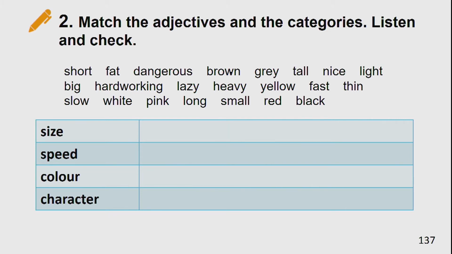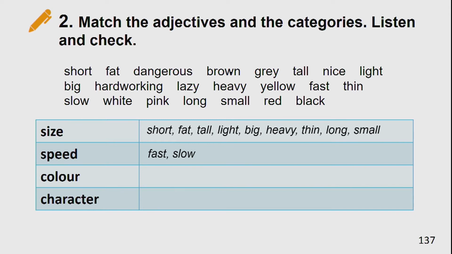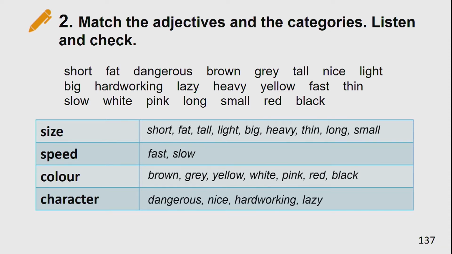Okay, let's have a look at your answers. Size. Short, fat, tall, light, big, heavy, thin, long, small. Speed. We have only 2 words, fast and slow. Color. Brown, gray, yellow, white, pink, red, black. And character. Dangerous, nice, hardworking, lazy. Good, thanks.